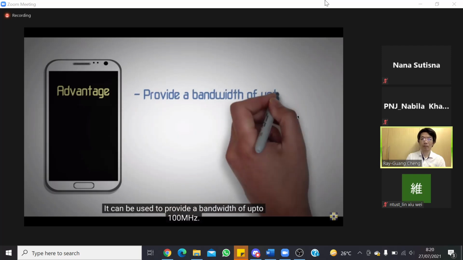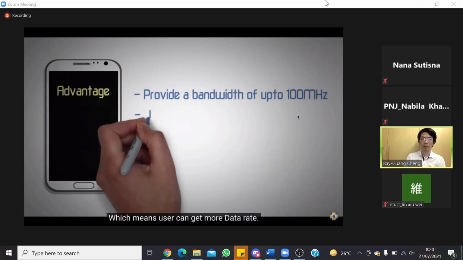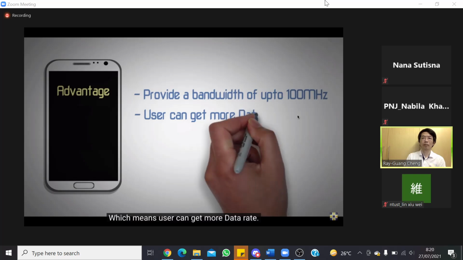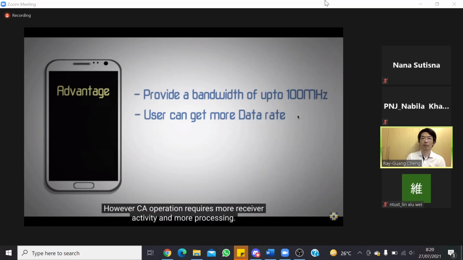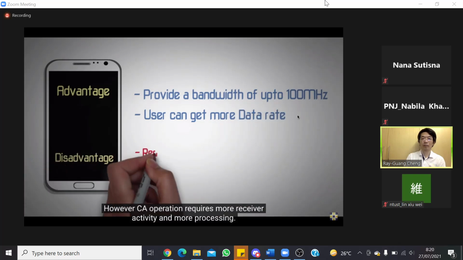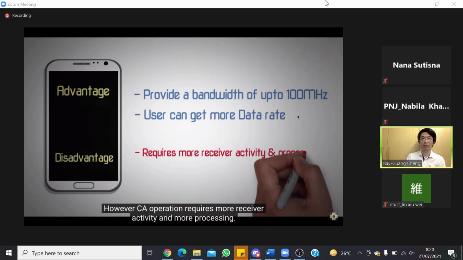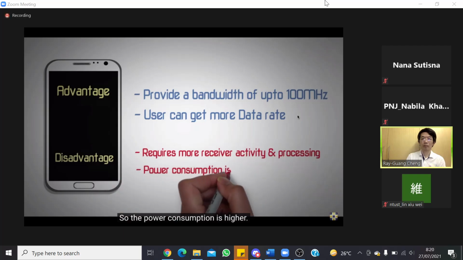From the device point of view, the main advantage of CA is that it can be used to provide a bandwidth of up to 100 MHz, which means the user can get more data rate. However, CA operation requires more receiver activity and more processing, so the power consumption is higher.